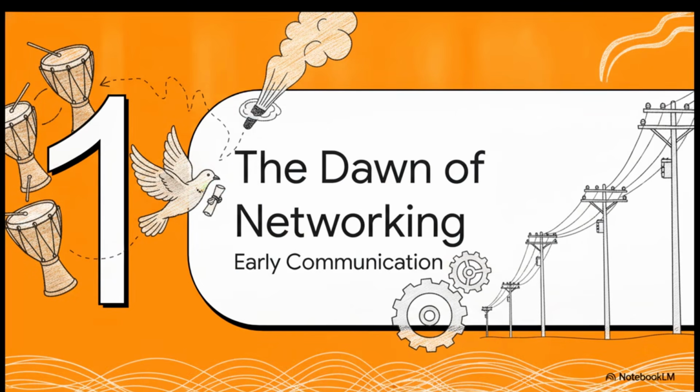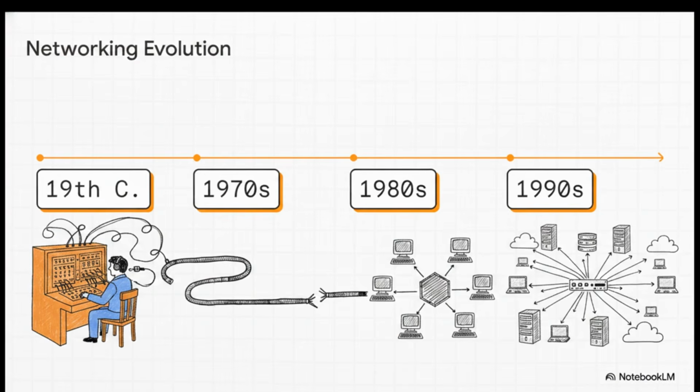Section 1. The dawn of networking. So, to really grasp modern switches, you kind of have to look at the historical problem we were trying to solve. Getting a message from point A to point B without it getting totally scrambled. Think back to 19th century telephone systems. They literally required a human operator managing a physical switchboard, manually plugging in cables to make an electronic path. And creating paths is exactly what switching is all about.